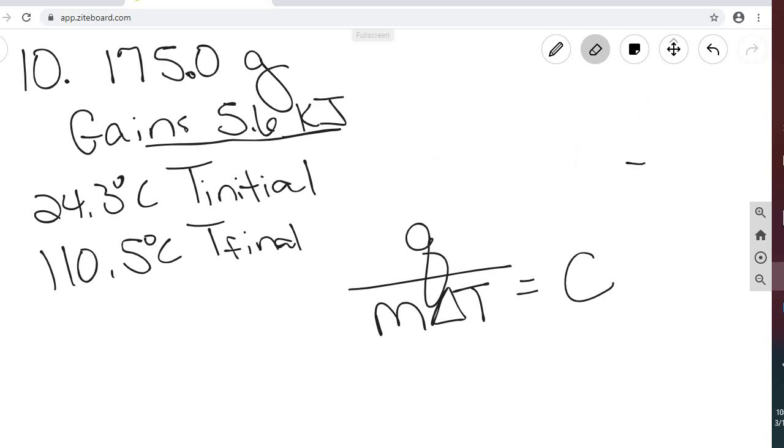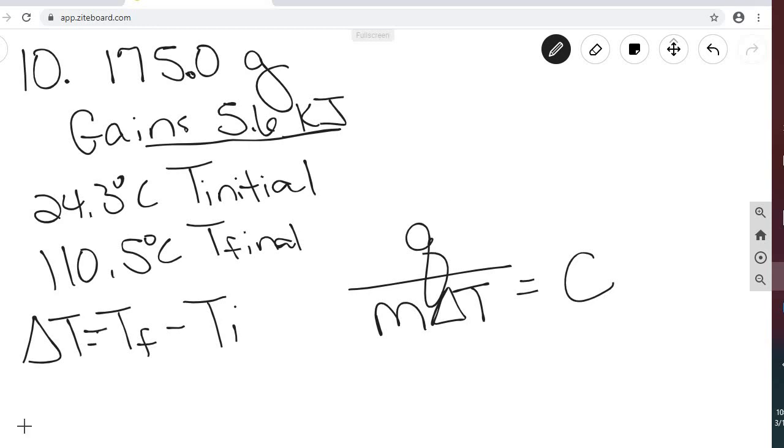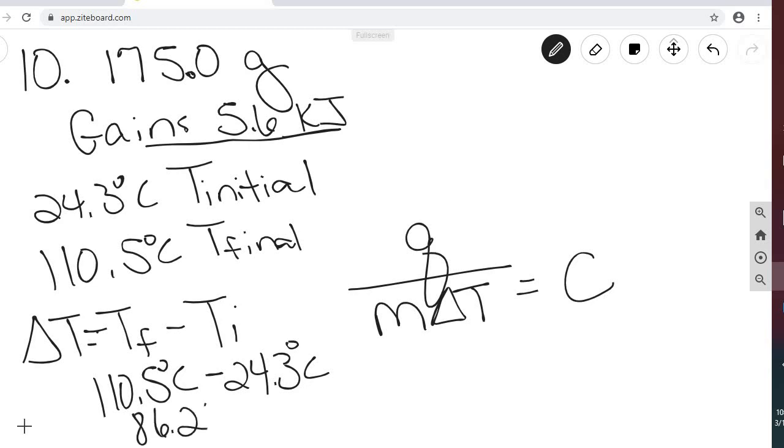Okay, so let's go ahead and calculate delta T. So delta T is equal to TF minus TI. So it's 110.5 degrees C minus 24.3 degrees C. So delta T is equal to 86.2 degrees C. And again, because we're adding and subtracting, we're bound by place value, so we go out to the tenths place.